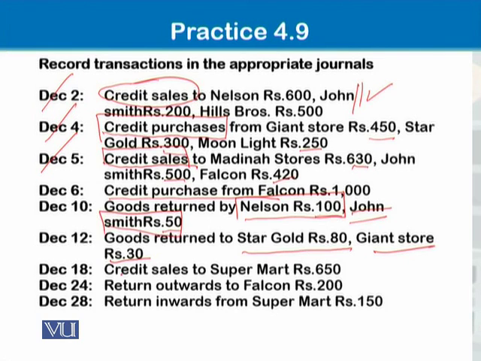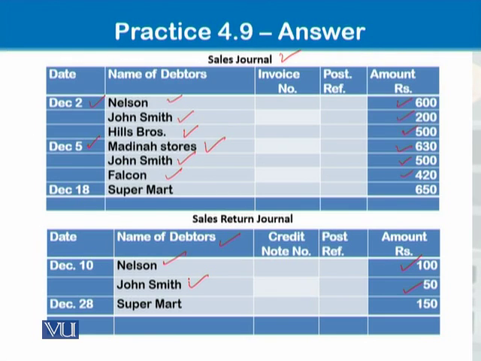Well, on 18th of December, credit sales to Supermart 650. This would be recorded in, because it is credit sales, yes, the sales journal. So sales journal, Supermart, December 18, 650.